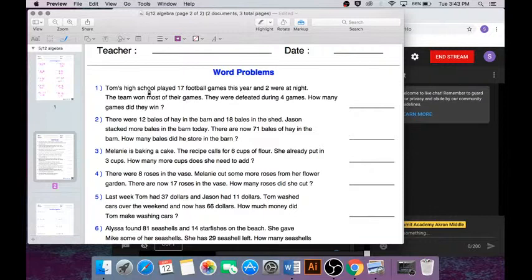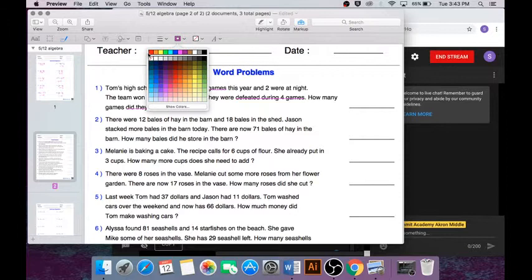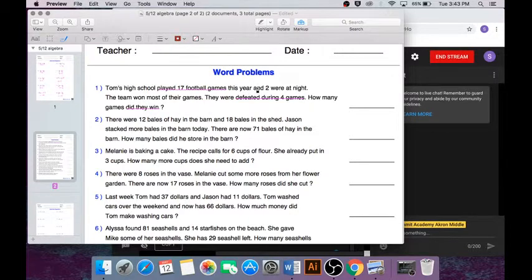So we need to identify the important information. So we know that they played 17 games. And they were defeated during 4 games. So how many did they win? So that's the important information. We also have that 2 were at night. That's not important to us. The team winning most of their games, also not important. The only information we need is the 17 games in total, and they lost 4.